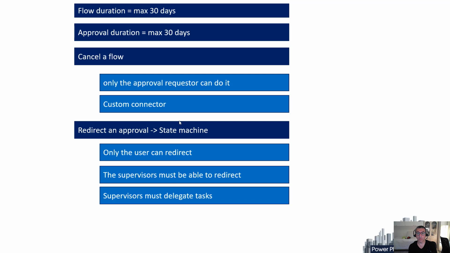Also, something very important is that a supervisor must be able to delegate tasks. So let's say you send an approval to a user X. Sometimes user X is not available. So the supervisor must be able to say, anytime this user gets an approval, I want this other user to be able to reject or to react on this approval. Okay, so we need a delegation system.